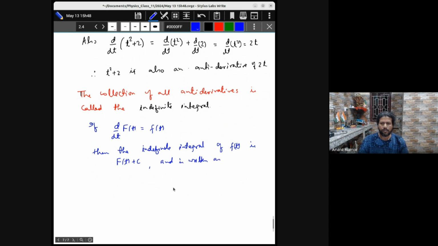It's written down as the integral of ft dt equal to capital Ft plus c. It simply means that if we differentiate the right part, we should get the integrand. Remember, this part is the integrand. So if I differentiate the integral, then I should get the integrand. That's the idea.